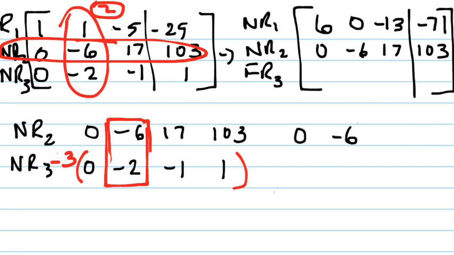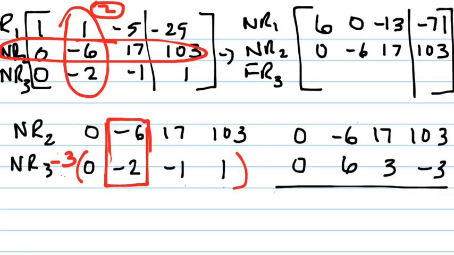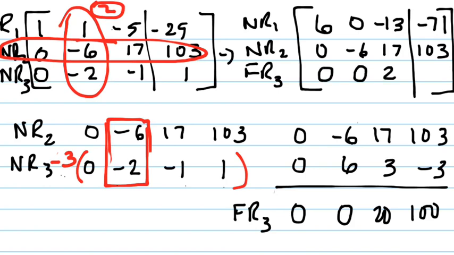0, -6, 17, 103. In the bottom, -3 times 0 is 0. -3 times -2 is 6. -3 times -1 is 3. -3 times 1 is -3. And when we get those combined, it's going to give us our final row 3. 0 and 0 makes 0. 6 minus 6 makes 0. 17 and 3 make 20. 103 minus 3 is 100. So we'll get pretty good with that arithmetic. Let's put that into its position in our latest matrix. Okay?